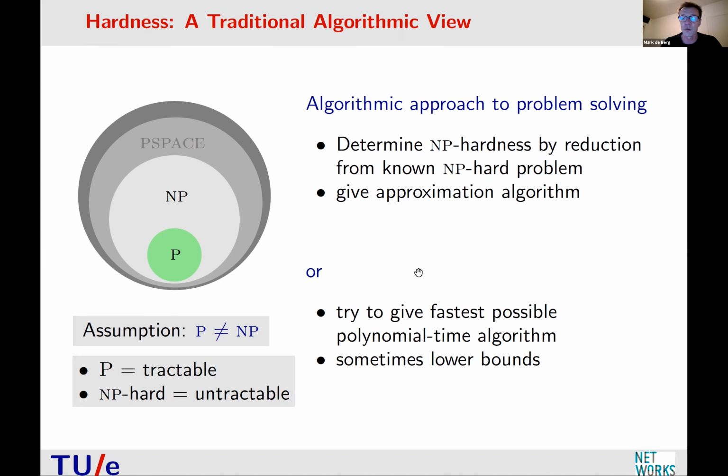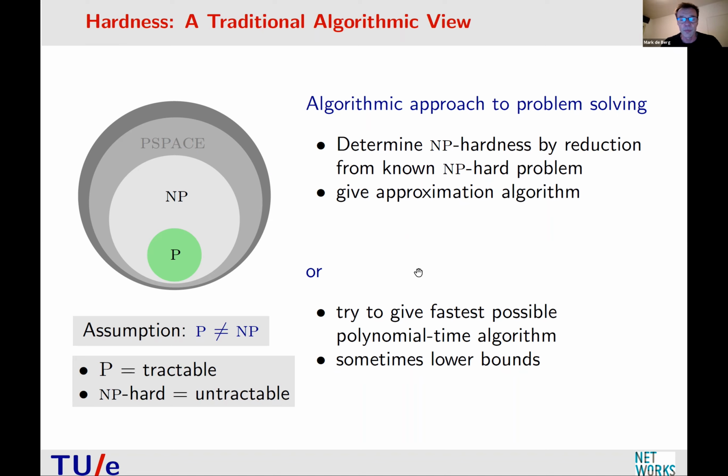Or if you're lucky, then the problem actually is solvable in polynomial time, and then you try to find the fastest possible algorithm. So maybe first n squared, and then you want to see whether you can do n polylog, and then n log n, and so on. And then sometimes when the problem is rather easy, like convex hull, you can actually prove that you cannot do it faster than n log n. So sometimes you also get lower bounds.